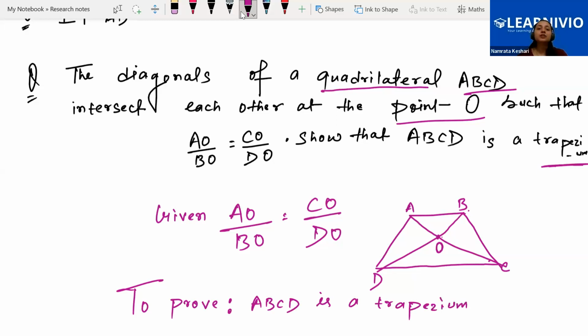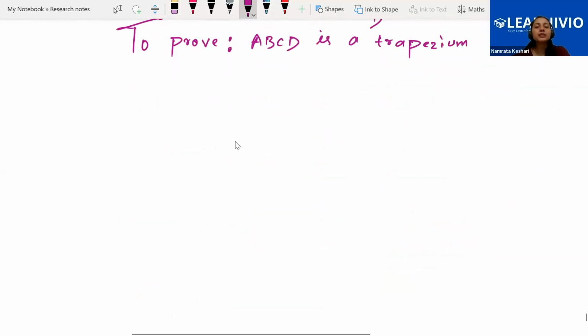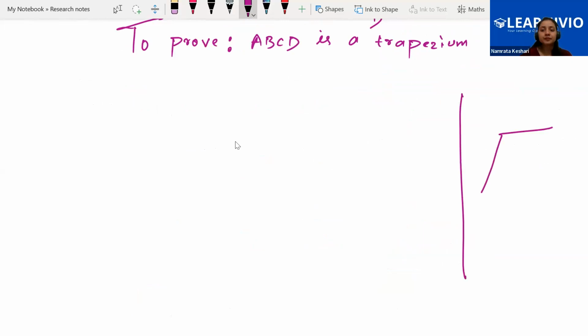Now we must know what is the property of a trapezium. So, a trapezium is a quadrilateral. It comes from the quadrilateral family. A four-sided polygon having one pair of parallel sides.